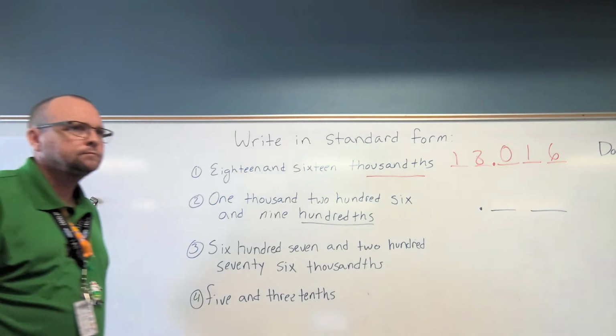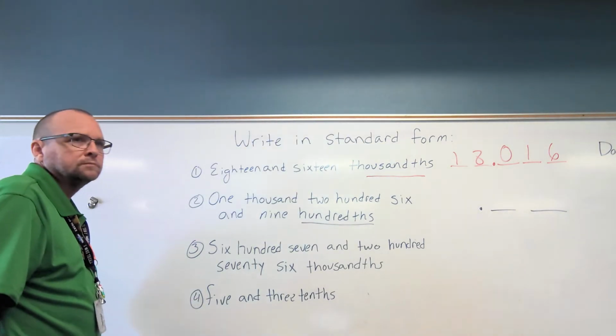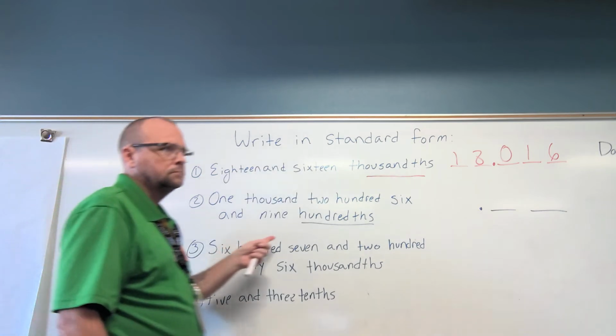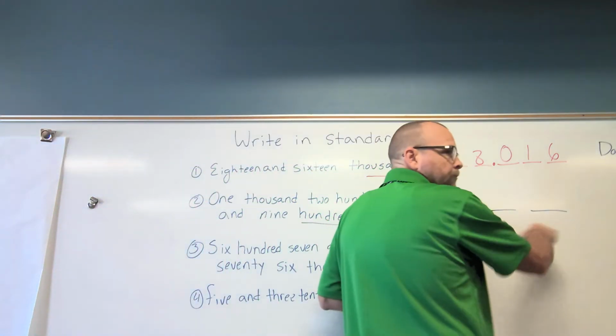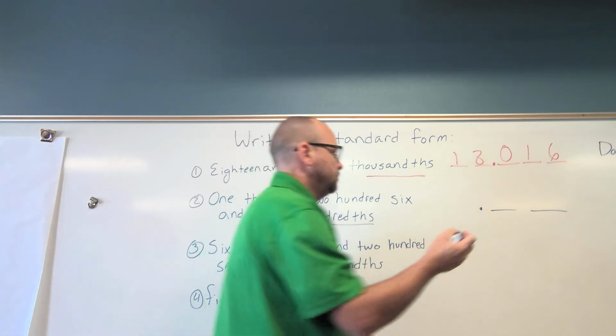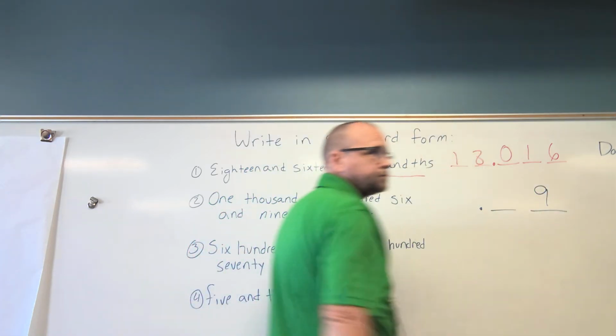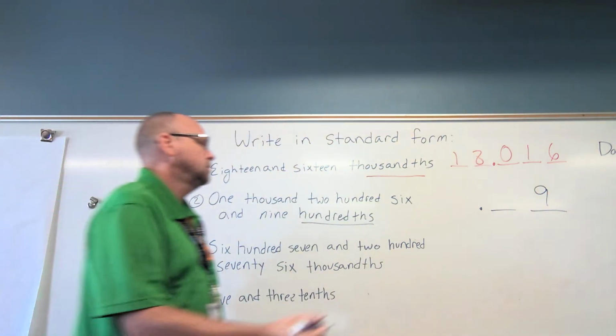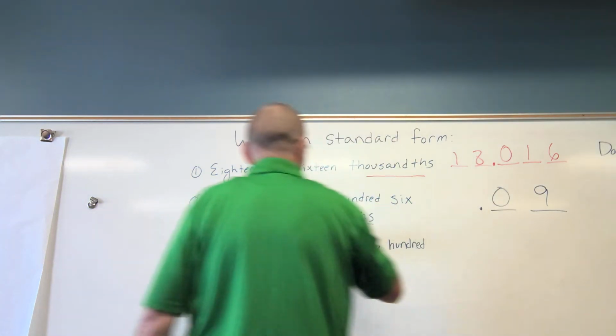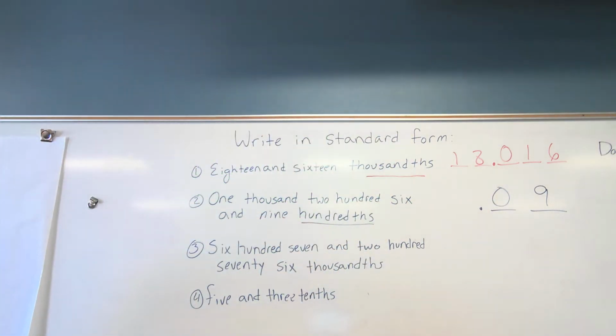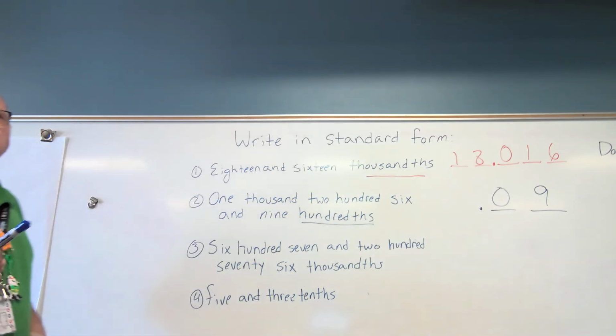A 6, a 9. Where? In which place value? Hundredths. Good. And a 0. Because I have to make sure my 9 is in the hundredths place. I have to make sure my 9 is in the hundredths place. Hopefully you're following along and fixing any mistakes you made.